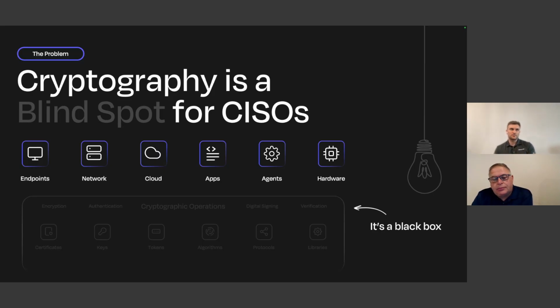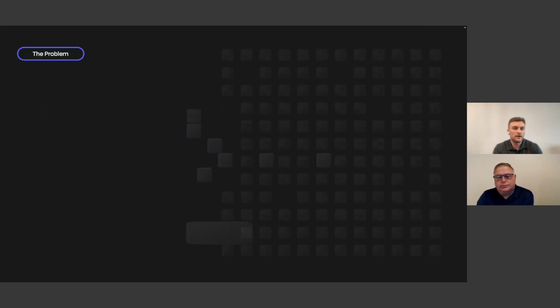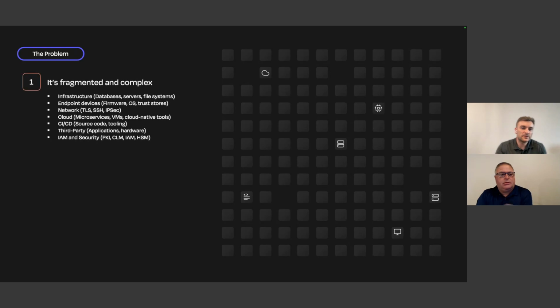Yeah, yeah. So let's break down that problem a little bit more because, as you said, it's not just one issue. This is a layered problem, and there are multiple aspects to it. First off, we've touched on this already, but cryptography is embedded in virtually every square inch of your infrastructure, and it's highly interdependent. For example, as you've said, algorithms and protocols influence how keys and certificates behave and what they can interact with. And when that ecosystem isn't properly implemented or managed, it becomes fragile.